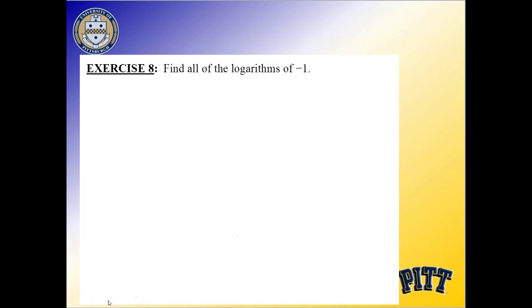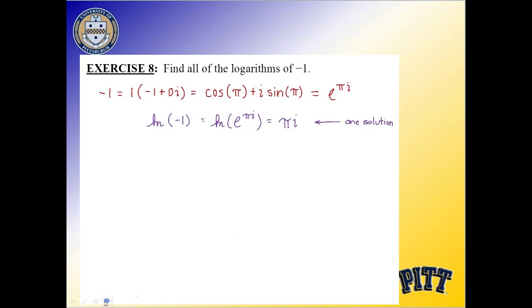So when they say here, find all of the logarithms of -1. Well, -1 could be written as 1 times -1 plus 0i. Now again, I'm writing the 1 on the outside to show a modulus. -1 plus 0i, well, a number that gives me -1 for cosine and 0 for sine would be pi, so I can write this as cosine pi plus i times the sine of pi, which equals e to the pi i power. And so if I wanted to do the natural log of -1, I would do the natural log of e to the pi i power, and I would get pi i as one of the possible solutions.